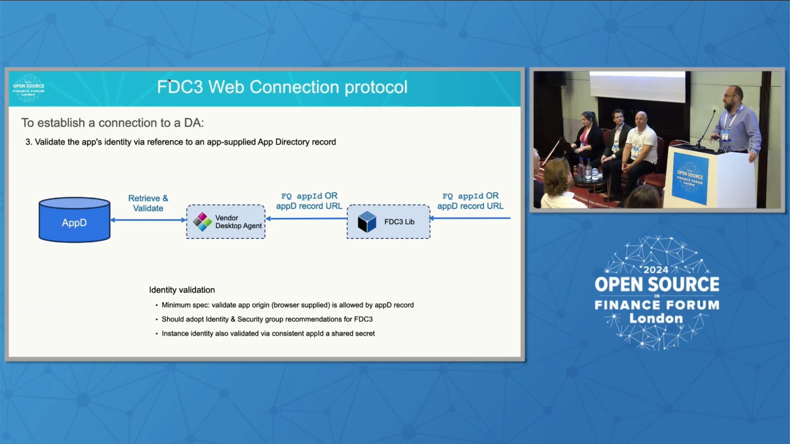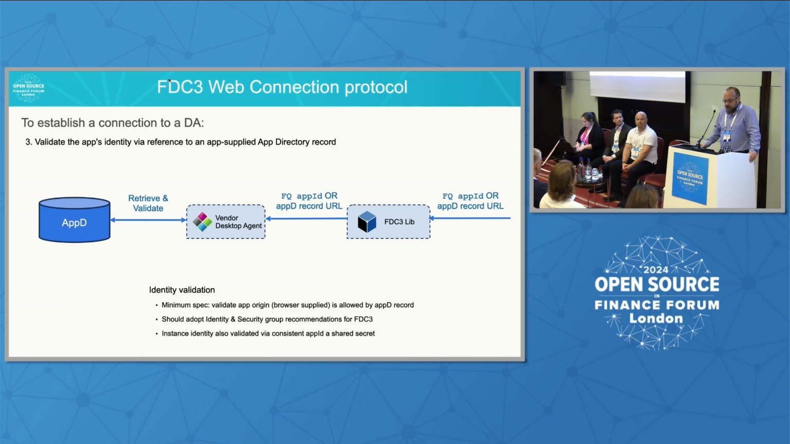There is an identity and security group also working in FDC3. They're going to make some recommendations regarding the identity of applications, probably using a public-private key system, again, involving the app directory record, so it'll be easy to extend our approach to doing that. But we don't want to create two competing proposals for that type of security in FDC3.